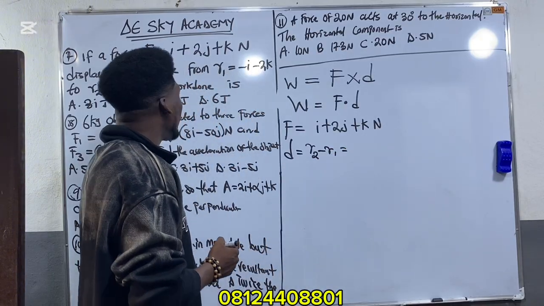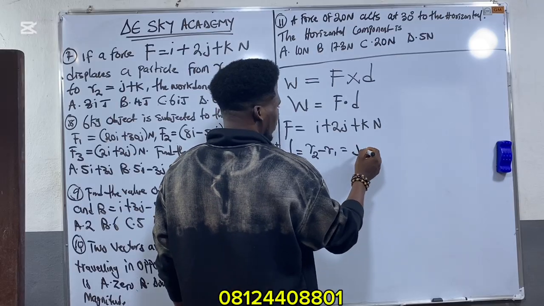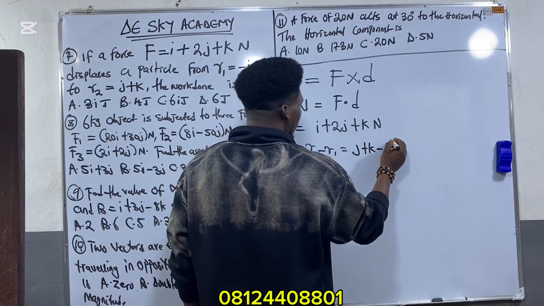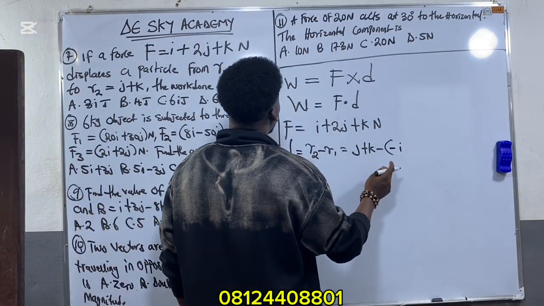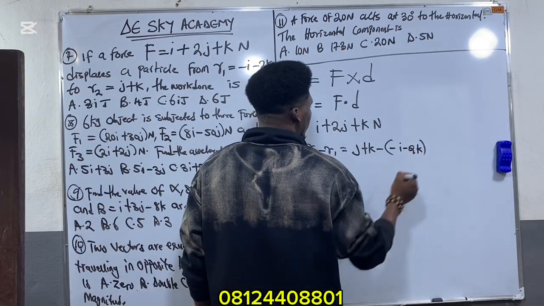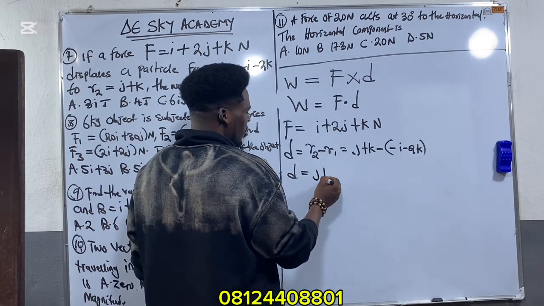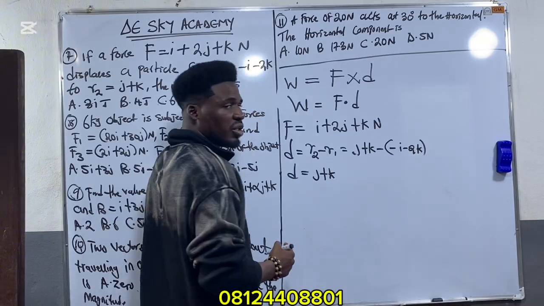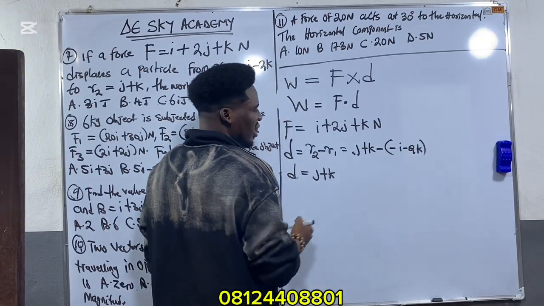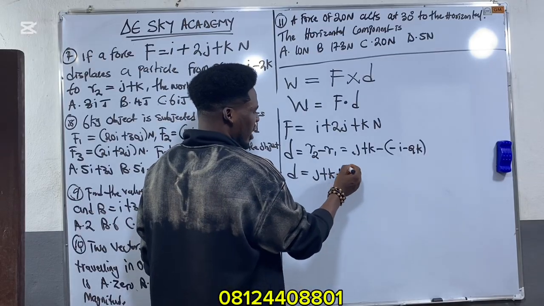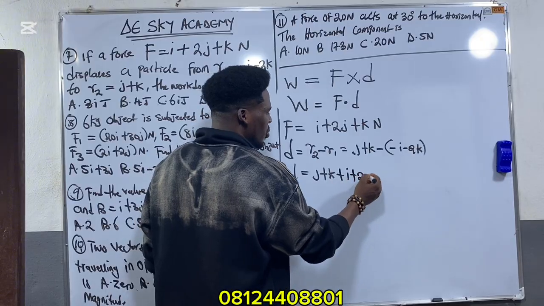So what is r2? r2 is J plus K, then minus, open bracket, what is r1? Minus I, minus 2K. Are you seeing that now? So what will be my distance? My distance will now be J plus K. Minus times minus is plus, so minus 1 times minus I is plus I. Then minus times minus is also plus, which is plus 2K.